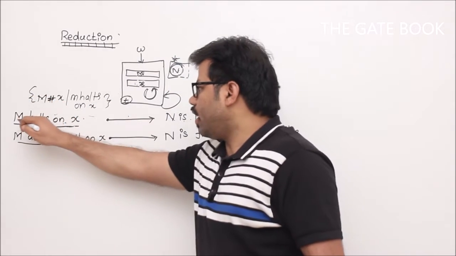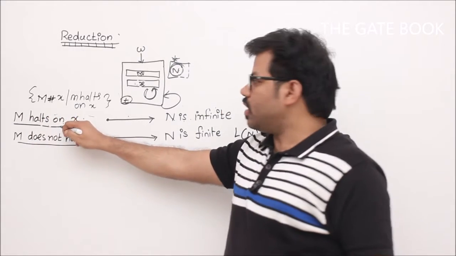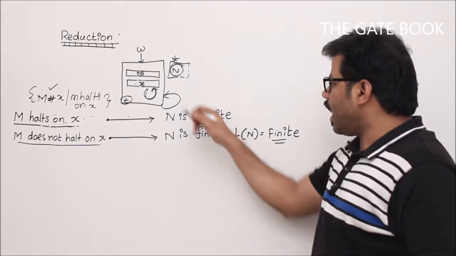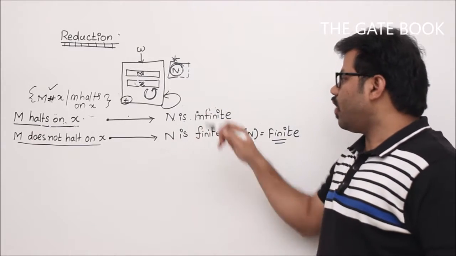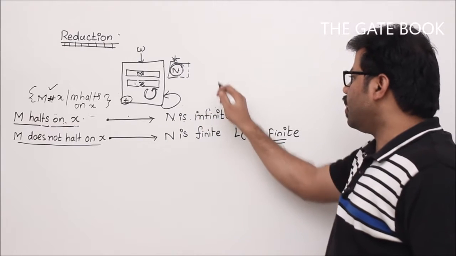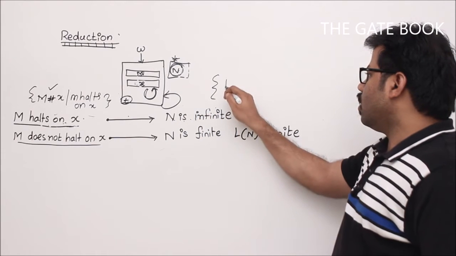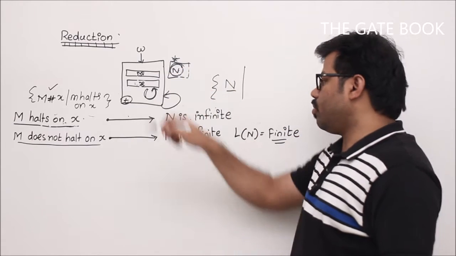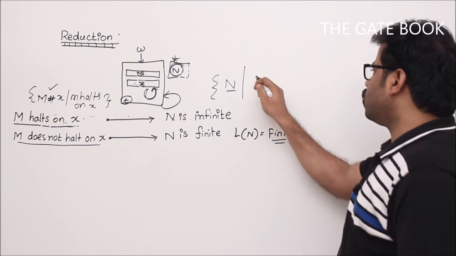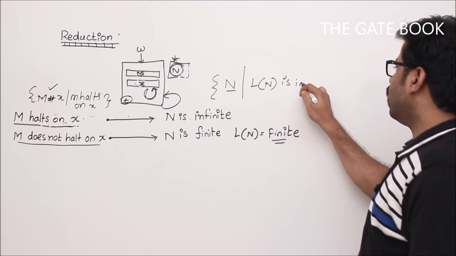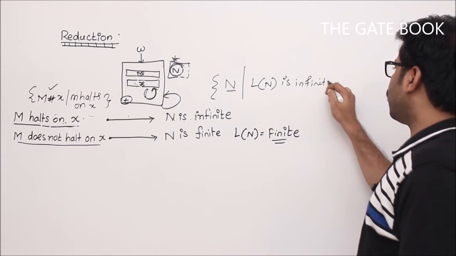So here, whenever I write "M halts on x," that means M#x where M halts on x. So what is the language form here? "N is infinite." So all the Turing machines whose language is infinite, you can treat like this. I collect all the Turing machines N, any kind of Turing machines, so that the language of N is infinite.